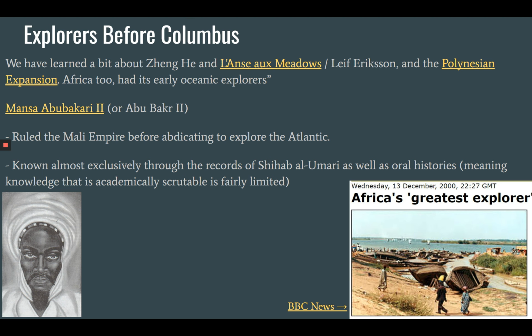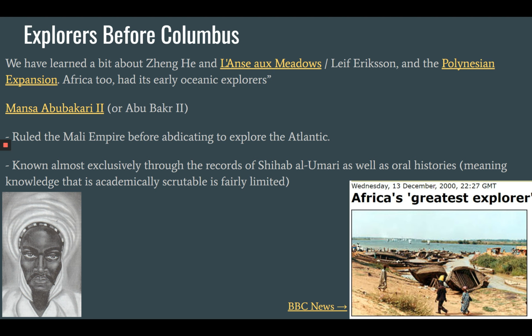And the father here, Abu Bakr II, eventually decided to give up his kingship, to say, I am done ruling the kingdom, and I'm going to give power to my son so that I can go explore the oceans. This is really unusual, kind of unprecedented, that a ruler, instead of sending out someone like Christopher Columbus or Zheng He, who is an esteemed, capable navigator but not the ruler of the country, goes himself.